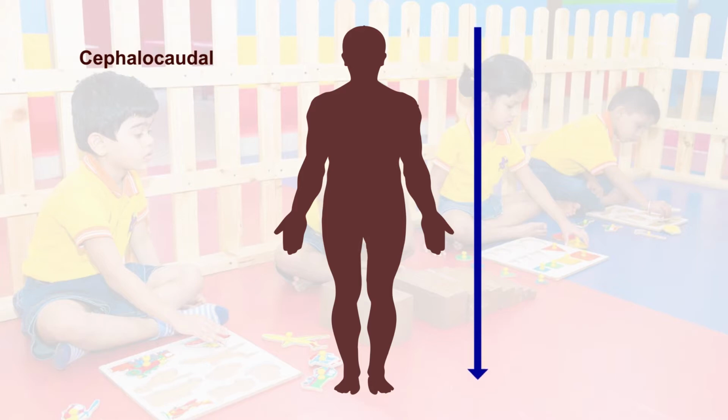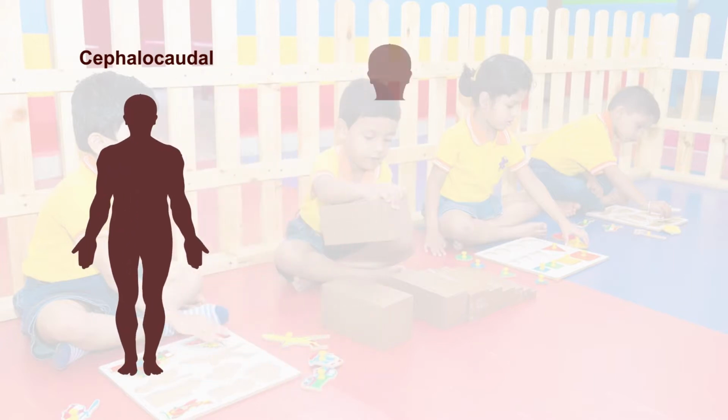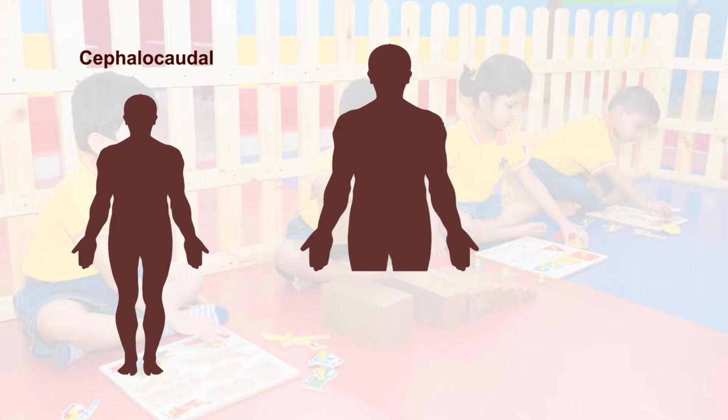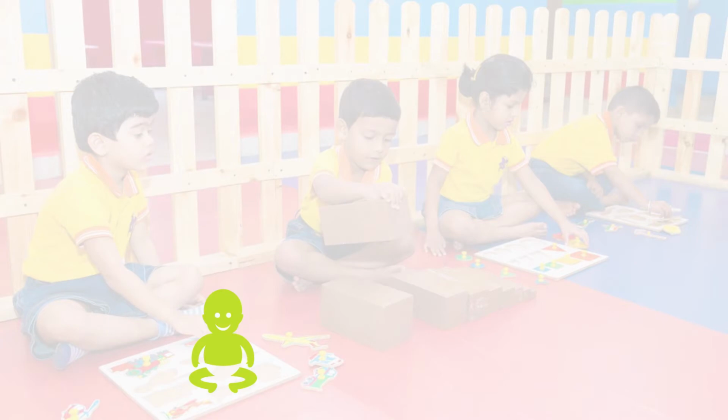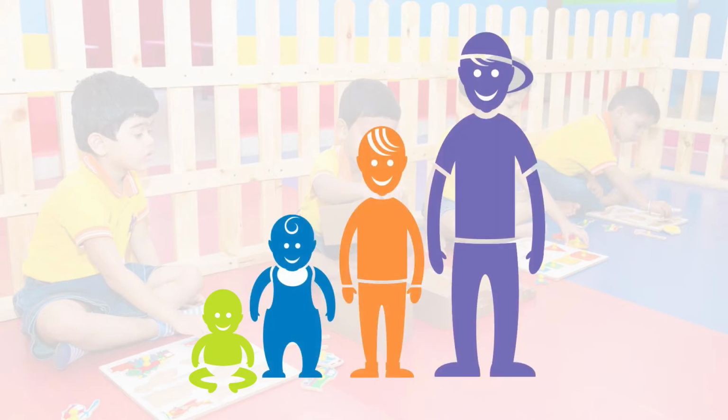the development starts from the upper portion of the body and proceeds towards the lower end. For example, the structure and function of the head are complete before the trunk region, and the last one to develop is the leg area. This is the reason why a child learns to sit before he or she walks.